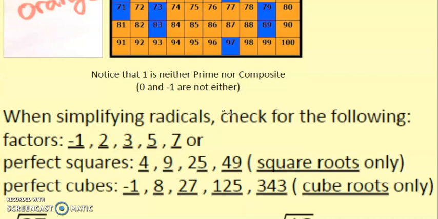When simplifying radicals, check for the following factors: -1, 2, 3, 5, 7, or perfect squares: 4, 9, 25, 49. Those are for the square roots only. Or perfect cubes: -1, 8, 27, 125, and 343. Those are for the cube roots.